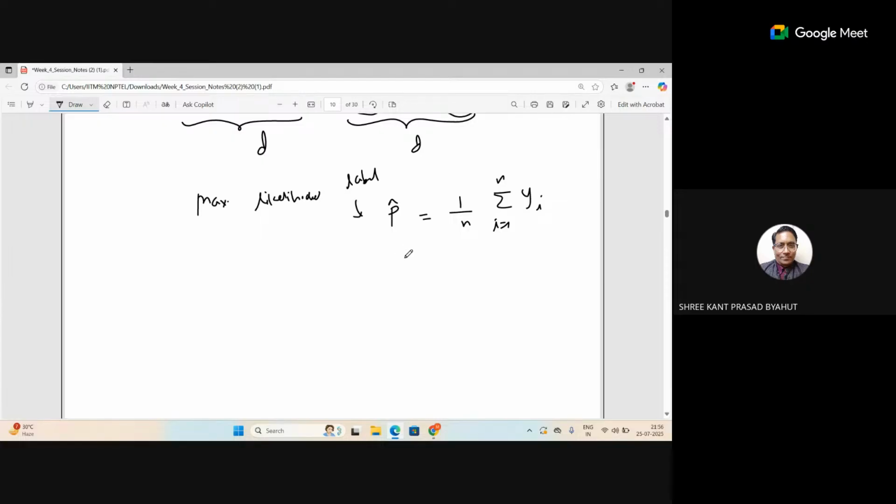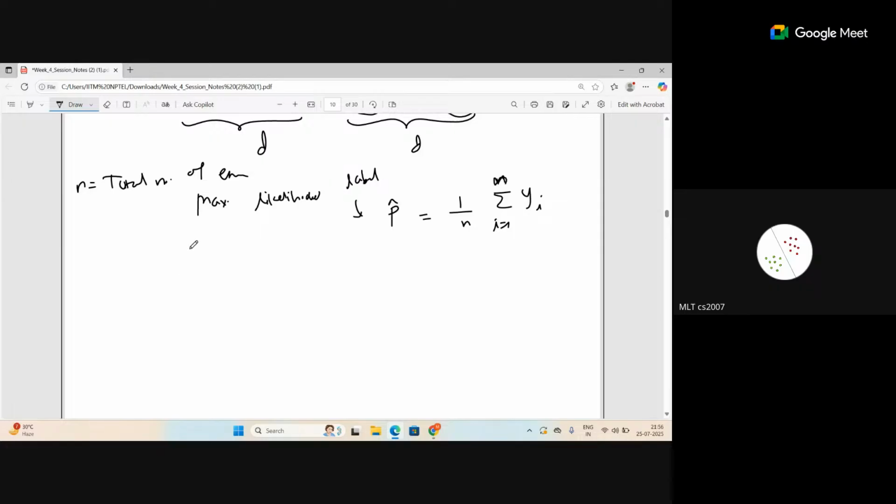N is the number of spam emails, right? No, the total number of emails. And y_i is what? Spam. So if we are counting all the spam emails, we are finding the fraction of spam emails. Okay. Now what else do I need to find out here?